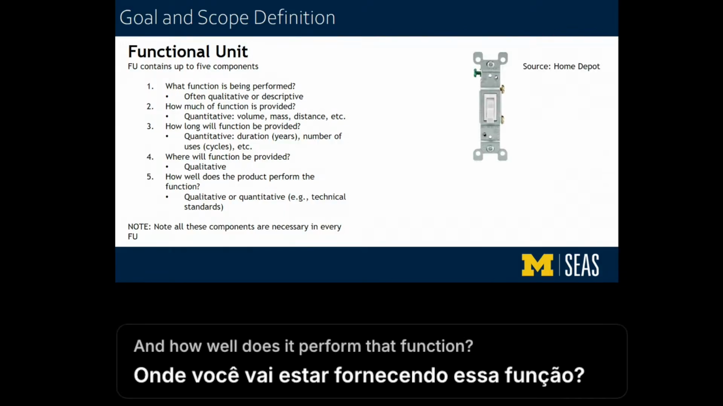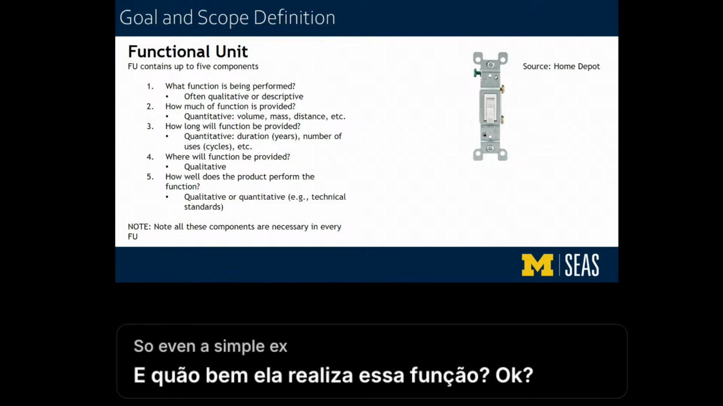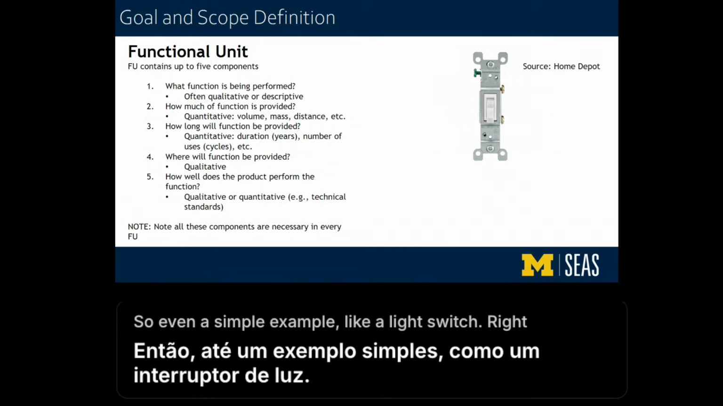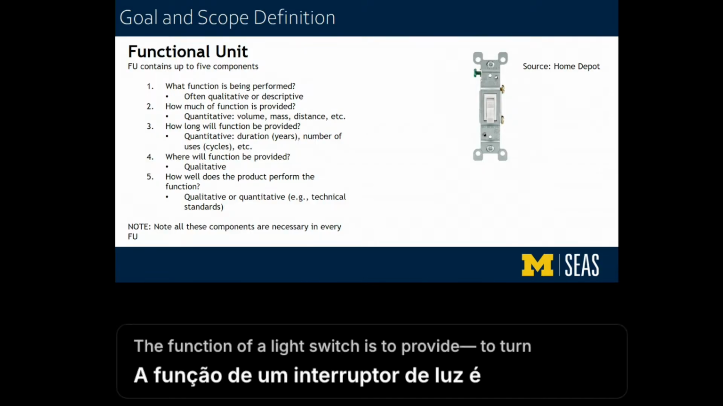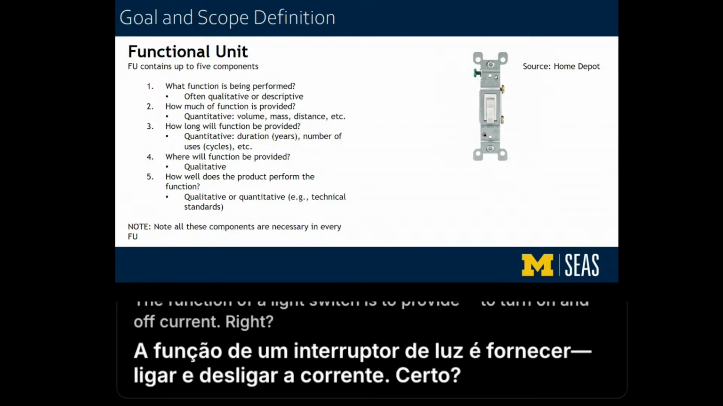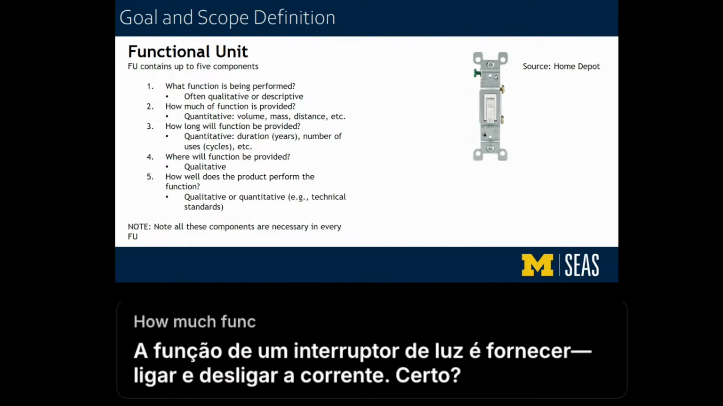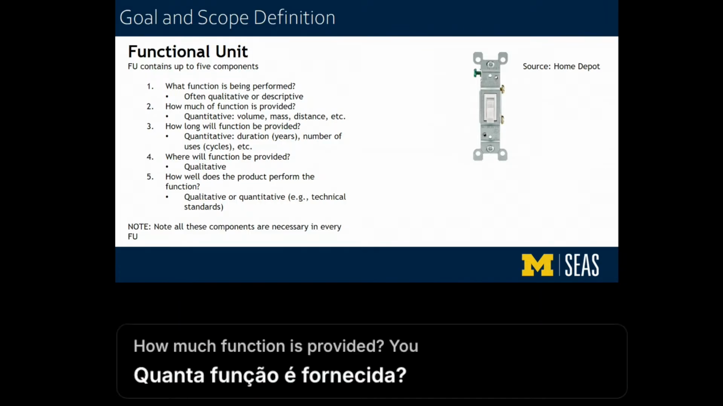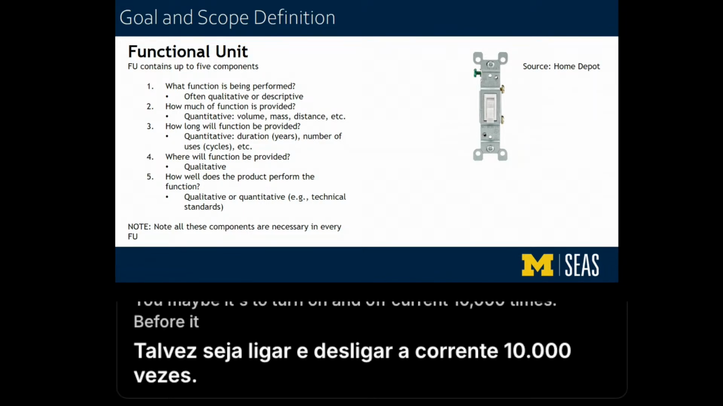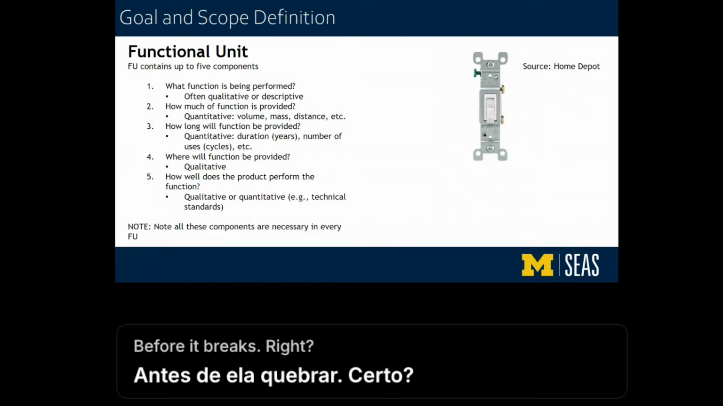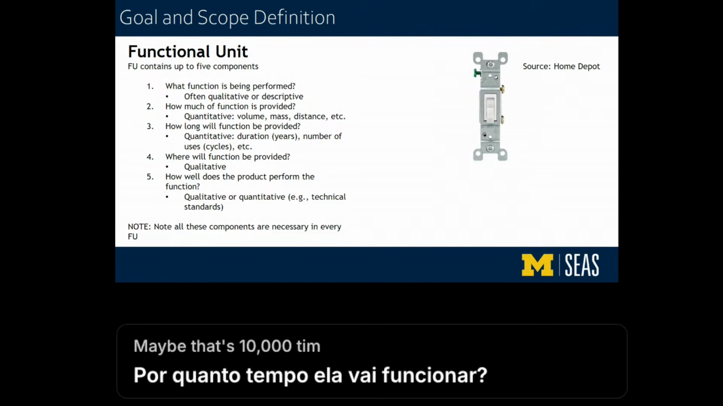Okay? So even a simple example, like a light switch, right? The function of a light switch is to turn on and off current. How much function is provided? Maybe it's to turn on and off current 10,000 times before it breaks, right? How long will it function for? Maybe that's 10,000 times over 5 years.